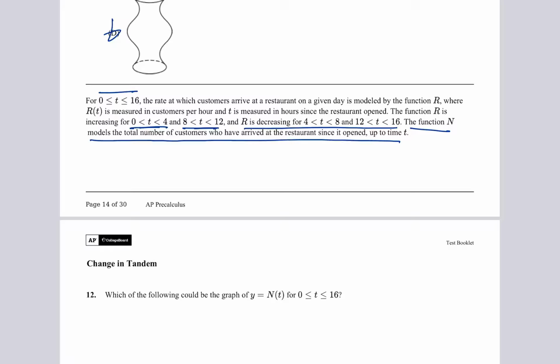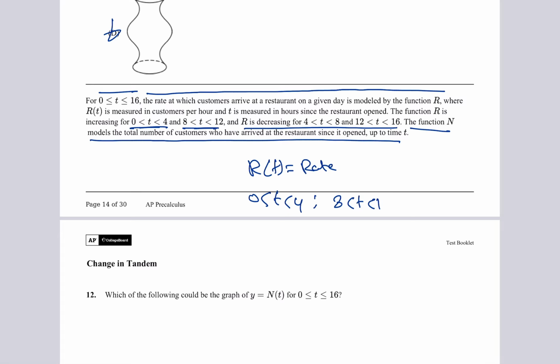Now remember what this represents. The rate at which customers arrive at a restaurant on a given day is modeled by the function r. So r of t represents the rate. When they say that t is between 0 and 4 and 8 and 12, they tell you that it's increasing. What does this mean? This means that the concavity is upwards. When it's between 4 and 8, 12 and 16, the concavity is downwards.